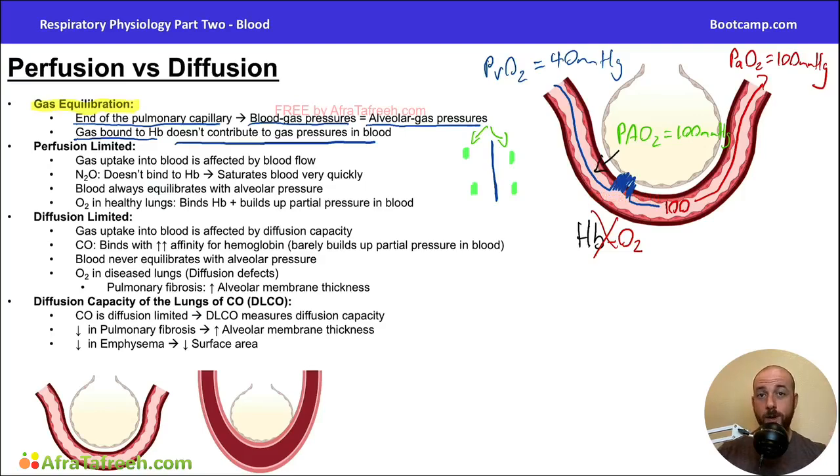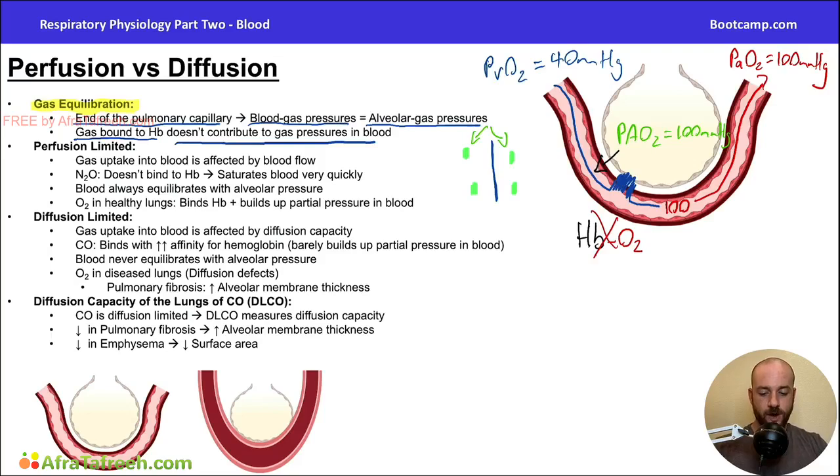So now we're going to be talking about perfusion limited versus diffusion limited gases. So remember that perfusion essentially means the blood flow to an area or the blood supply to an area, and in this case we're going to be talking about the blood flow to the alveoli, whereas diffusion is essentially referring to the gas exchange across the alveolar capillary membrane.